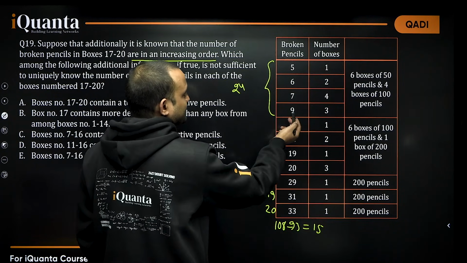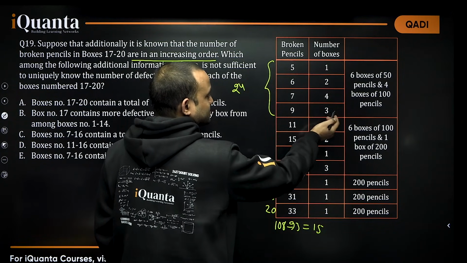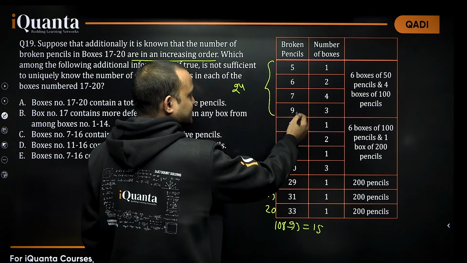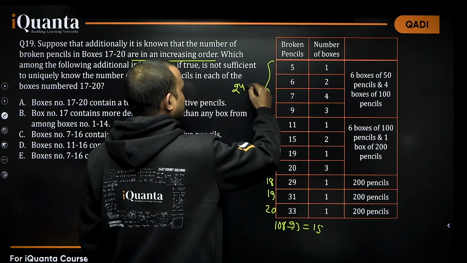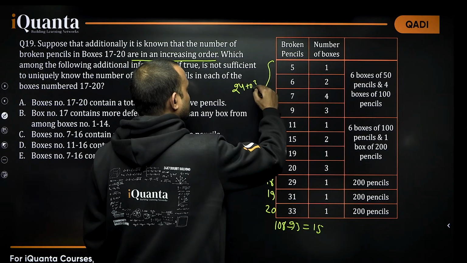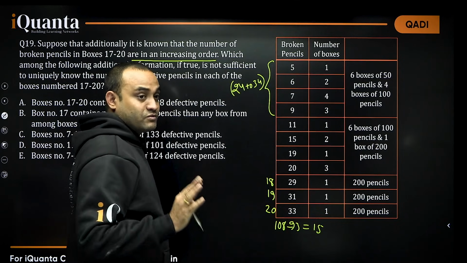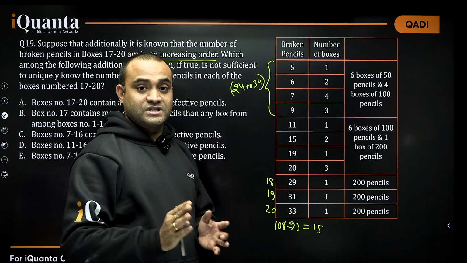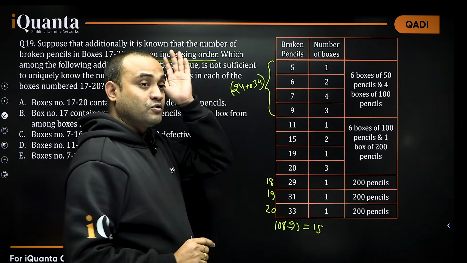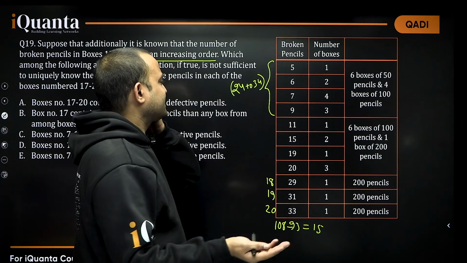And the maximum will be when I am taking 3 boxes of 100 pencils from here. So 27 and 1 from here, 7. So this will be 24 to 34. The sum of 4 boxes from 7 to 16 could be 24 to 34, right? It can vary in between.